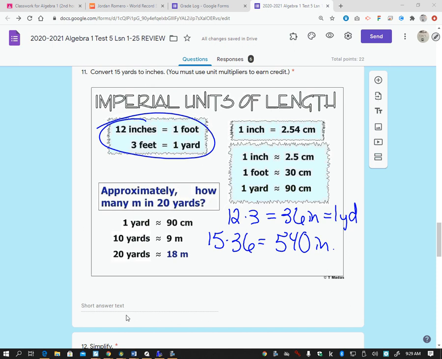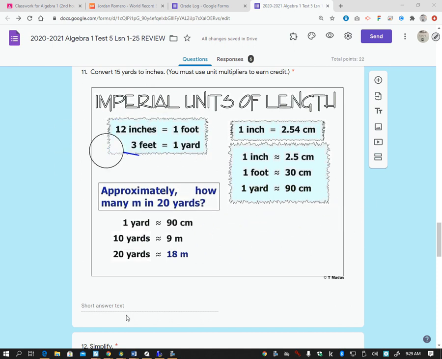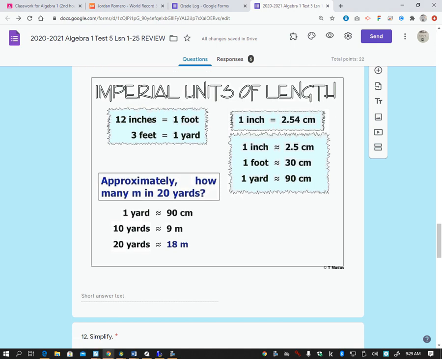You misspelled inches? That's why you got it wrong? Okay. If you misspell something, but I can tell what it's supposed to be, I'm going to give you credit. 540 inch? Okay. I probably wouldn't count that wrong. Okay? All right.